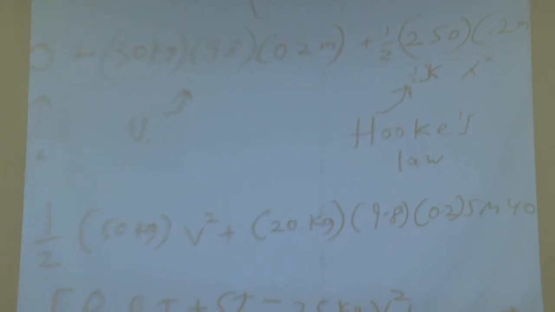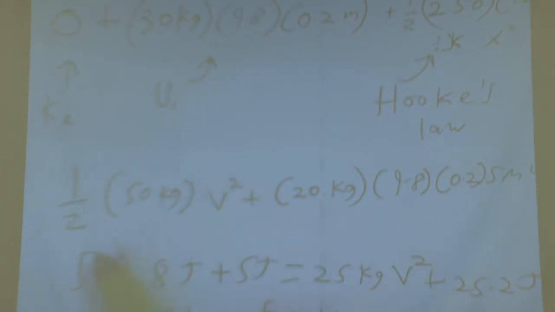And then we have our final. So we now have 1/2 mass times velocity squared. So we have 50 because both blocks are moving at the end. Okay, and they're moving at the same speed because they're attached to each other, but we don't know what that speed is, so we're just going to leave a v there for now.